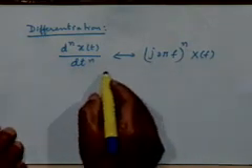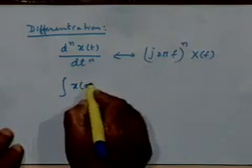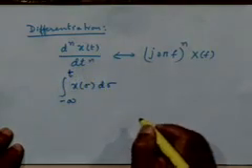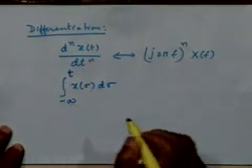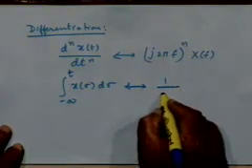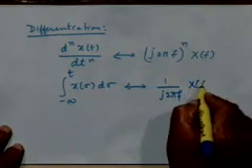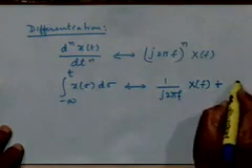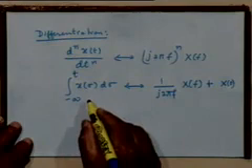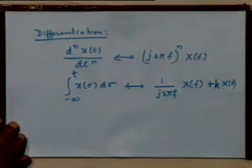Similarly, the reverse result holds when you integrate a signal x of t from minus infinity to t. The Fourier transform now is given by this, plus there is a component which is proportional to the DC value of the signal. There is a scaling factor here which you may check out from the book.